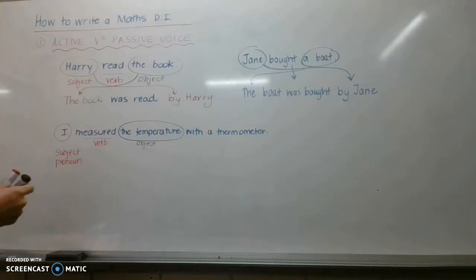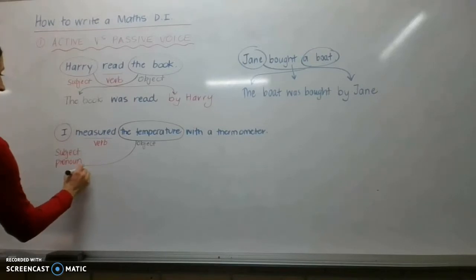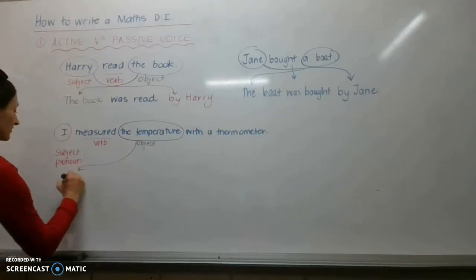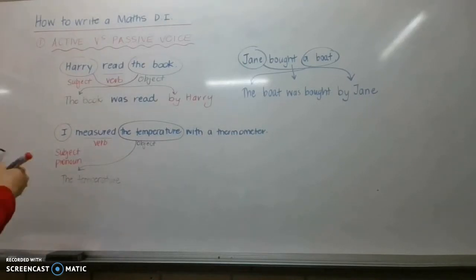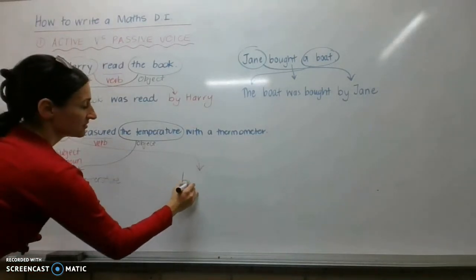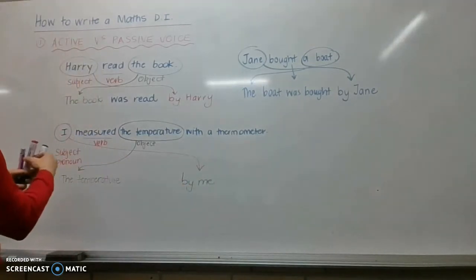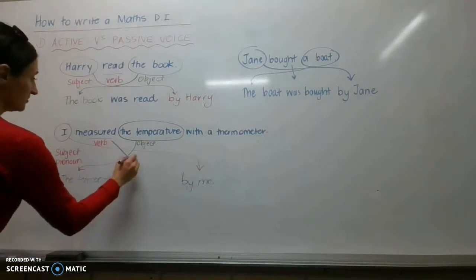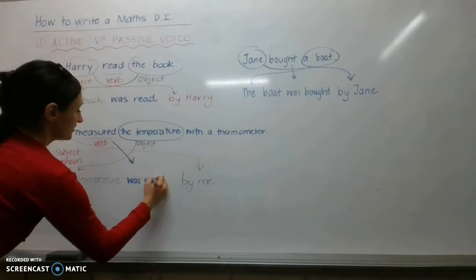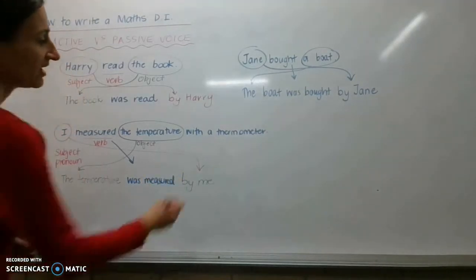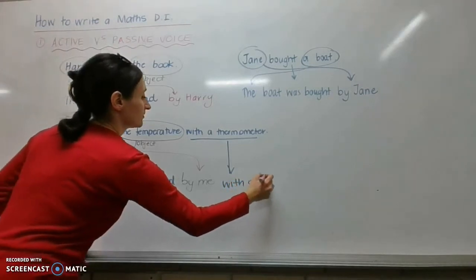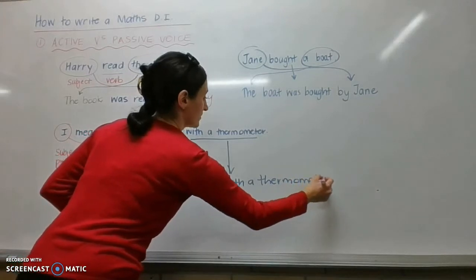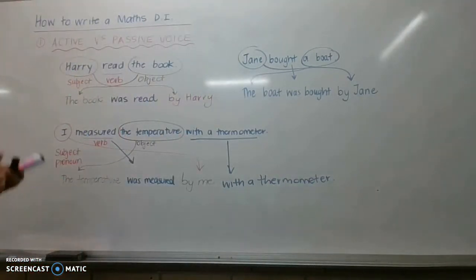In order to make this sentence passive, I need to make my object the most important thing. So I'm going to start with the temperature. My subject goes at the end. So if I did it, it was done by me. What was done becomes was measured. And then I've got this bit at the end that tells me how it was done. I can put that on the end. Now I have the temperature was measured by me with a thermometer.